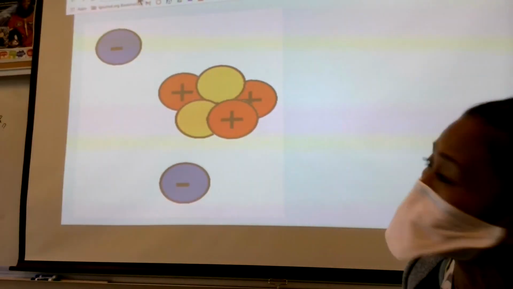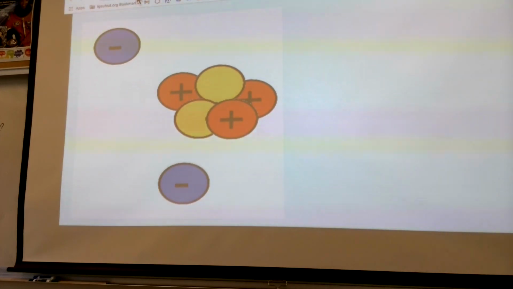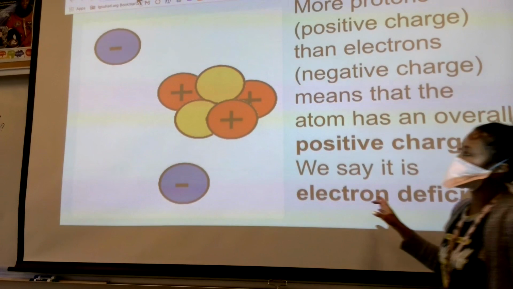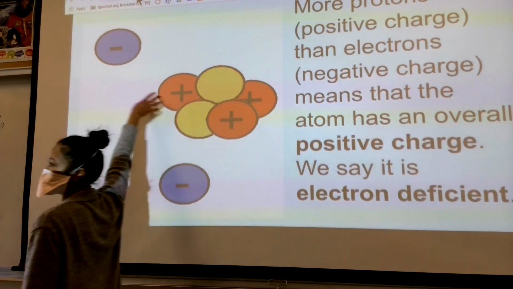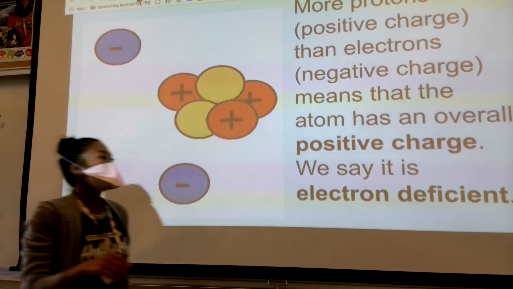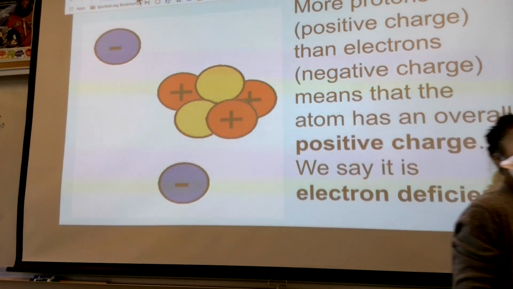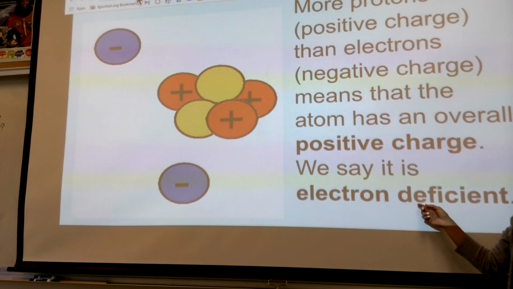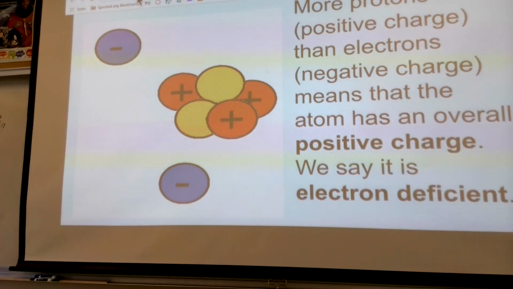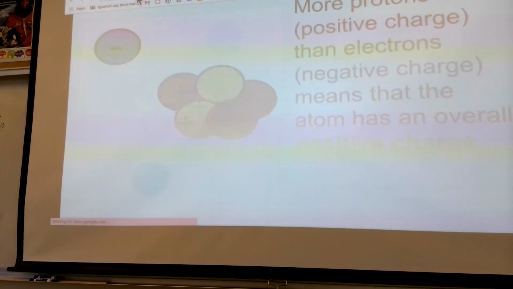Now, in this scenario, we've got 2 electrons and 3 protons. We call this a positive charge, not because there's only positive charges, but because there's more positive charges. And we also consider it electron deficient. We always focus on the electron part of it because electrons are able to move.